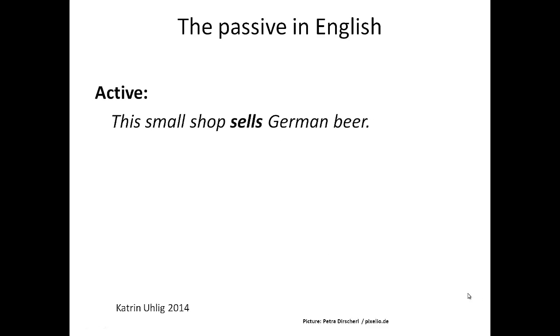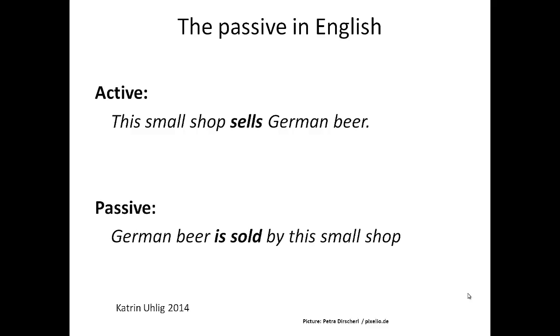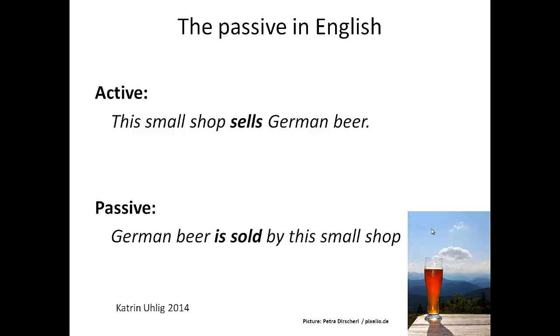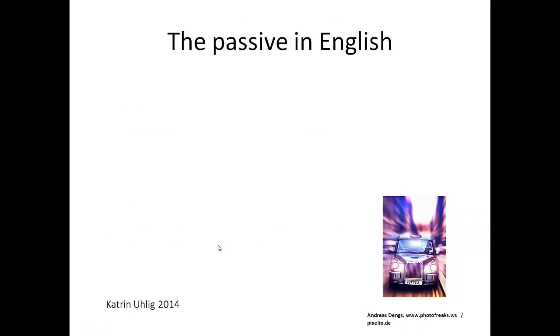If we look at this active sentence here, a shop sells German beer, we can transform that into a passive. German beer is sold by this small shop. And here's a picture of some beer to go with our sentences. Now we notice our verb form in the active, sells, is very different from our verb form in the passive sentence, is sold.